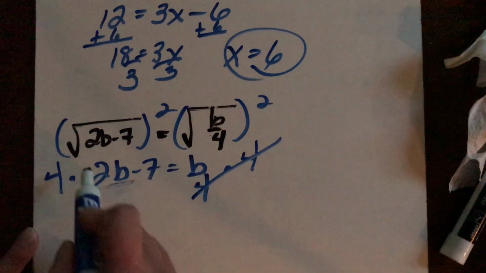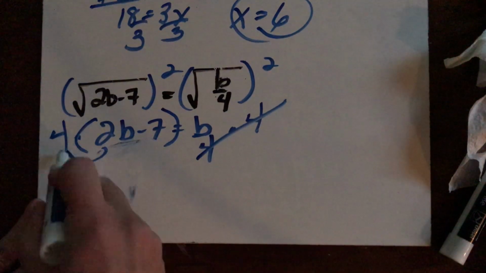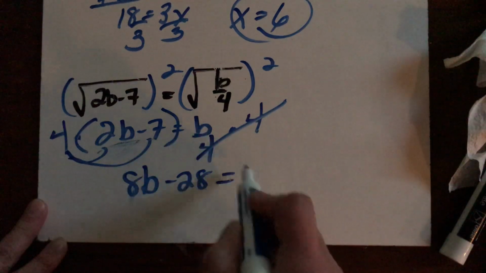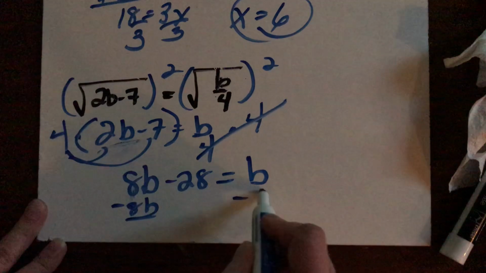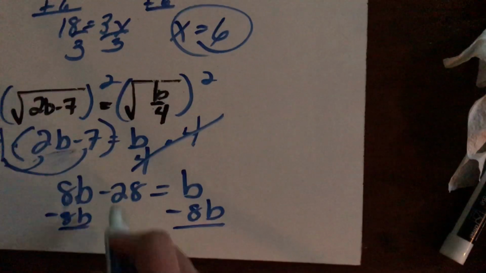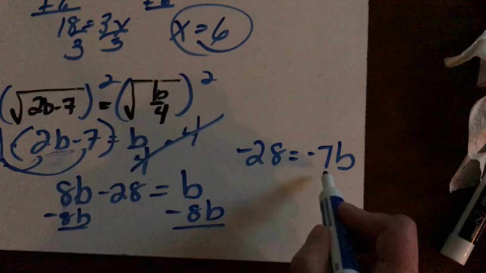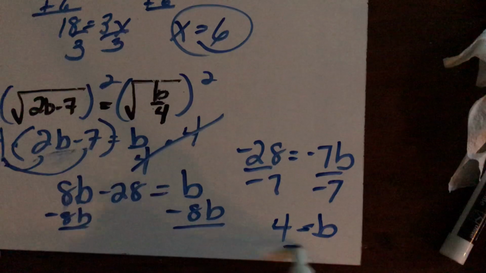Those cancel out, but because there's two things here, I need to put that inside parentheses. So then I'm going to do distributive. So I have 8b minus 28 equals what's left is b. So then I'm going to subtract 8b from each side. I'll bring this over here. I have negative 28 equals negative 7b. And then I divide by negative 7, and b is equal to 4.